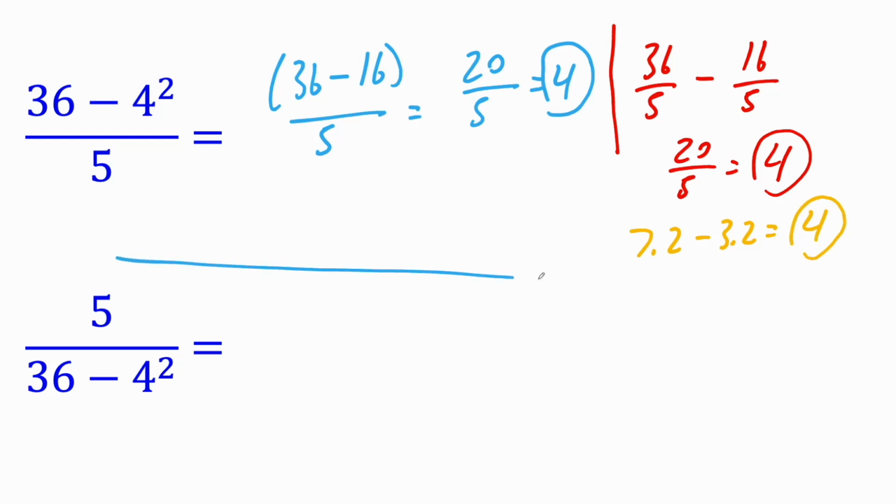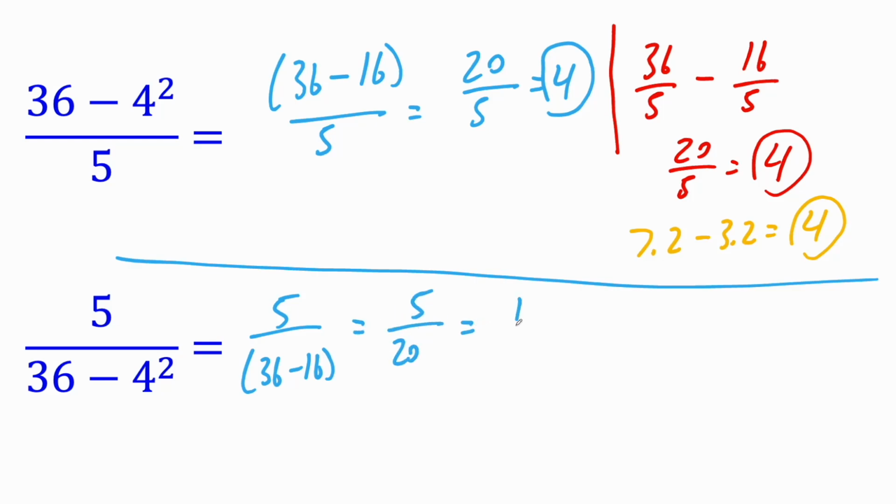All right, now we'll solve the last problem. Same idea: 5 divided by parentheses 36 minus 16, close it, is equal to 5 divided by 20, which is equal to 1/4. So this right here is the correct answer.